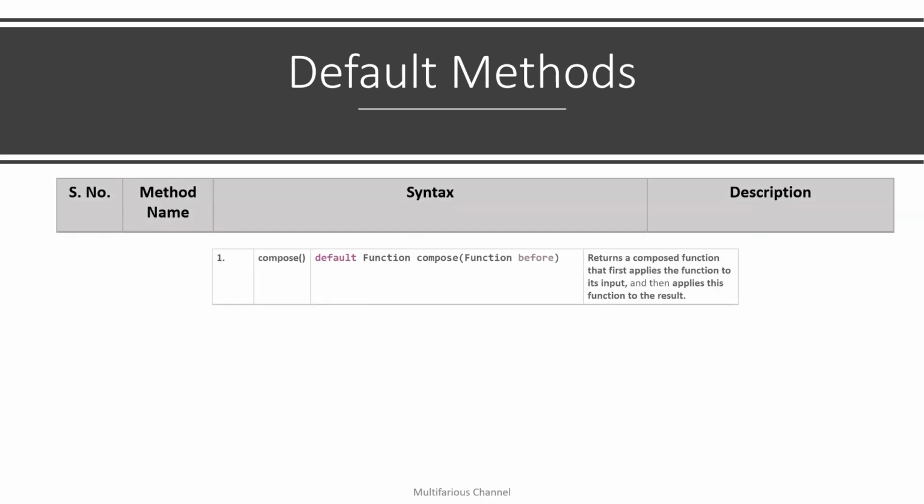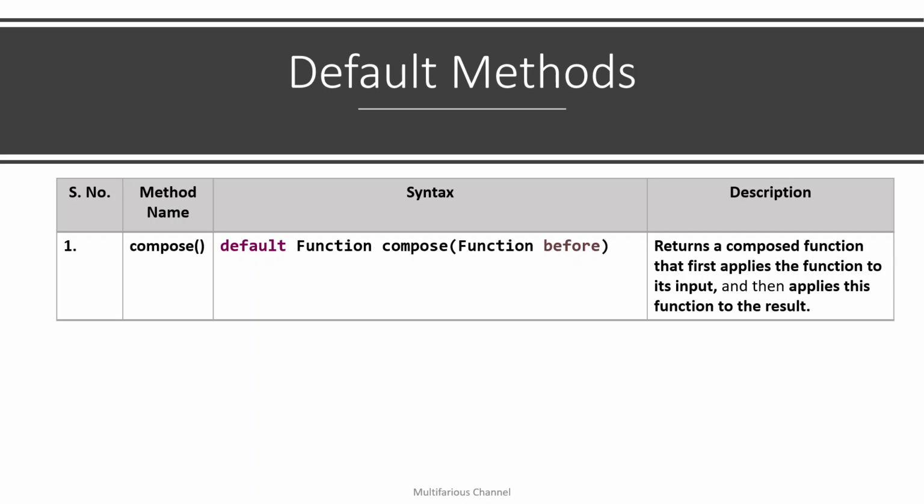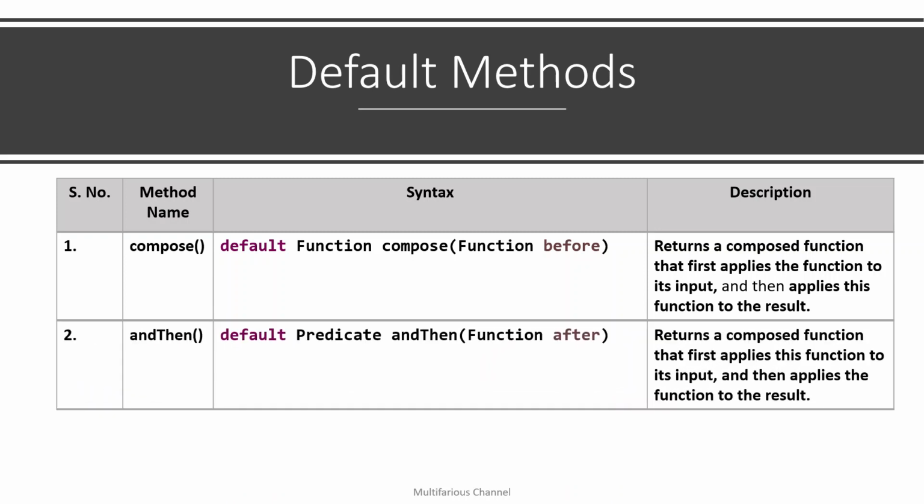Let's understand the purpose of each default method of the Function functional interface. The first one is the compose method. The syntax of the method looks like default Function compose Function before. As per the official Java docs, the method returns a composed function that first applies the before function to its input and then applies this function to the result. Here you can see that the method takes a function as an input and returns a function which creates a logical composition condition.